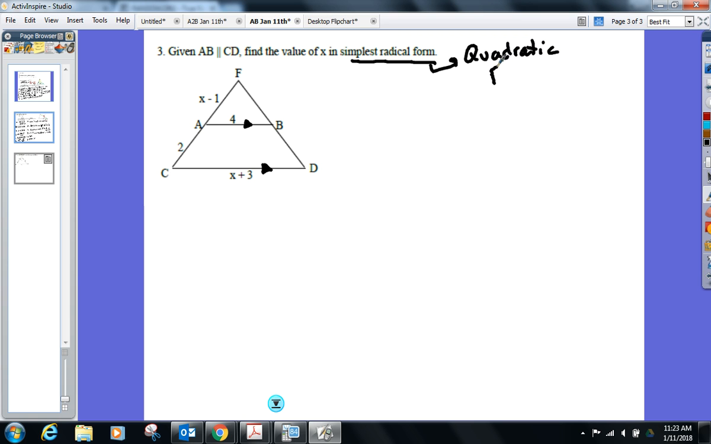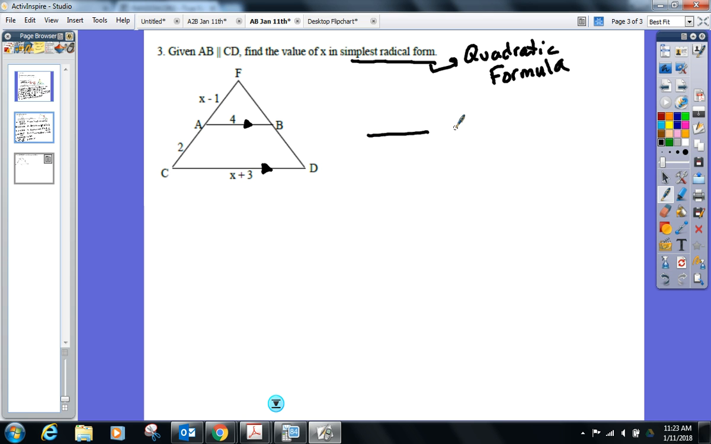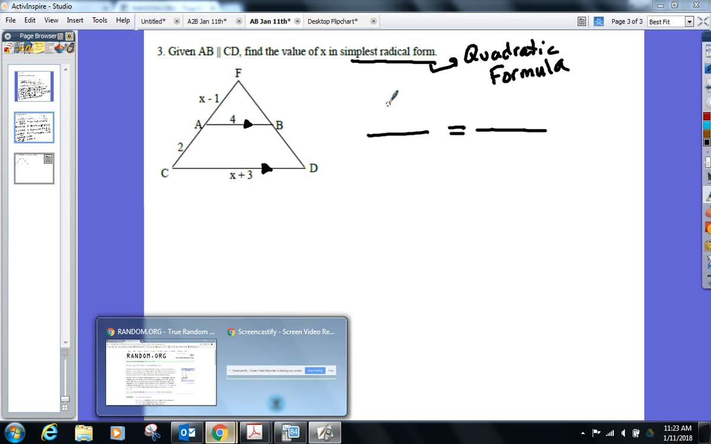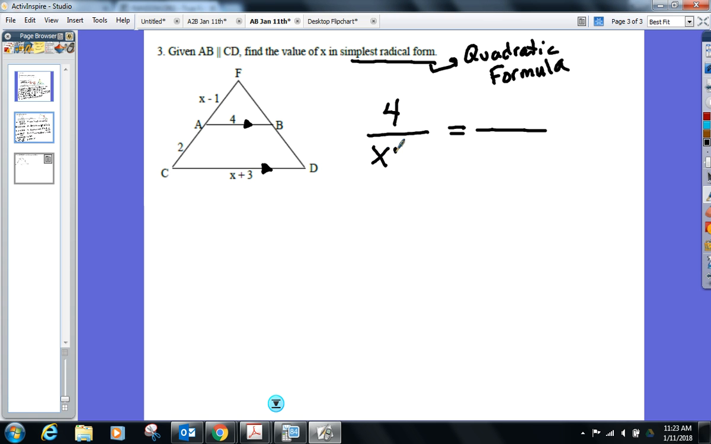So that saves us some time. Can I factor it? Can I not factor it? I already told you, it's simplest radical form. The only thing we have with the radical is the quadratic formula. Before we use it, though, got to set up a good proportion. Side splitter? Yes, no? Nice. Not side splitter.